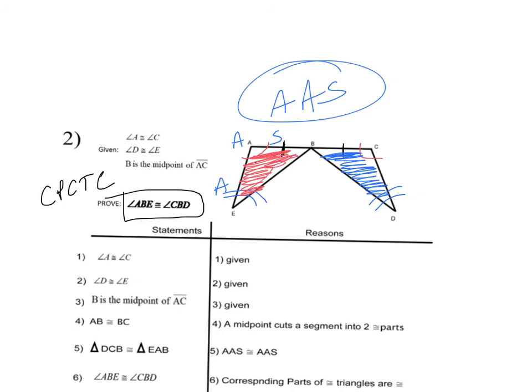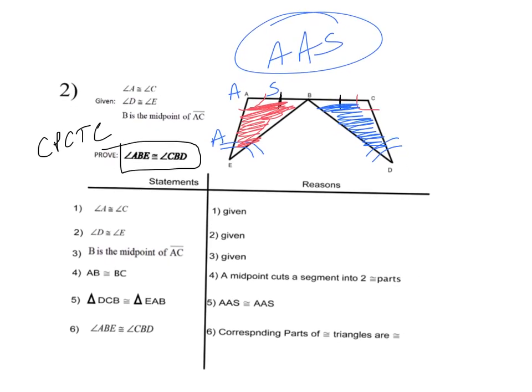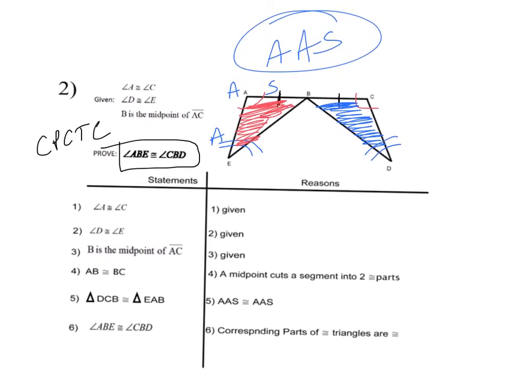Now, when those two triangles are congruent, I can then turn around and say that angle ABE is congruent to CBD, and the reason is because corresponding parts of congruent triangles are congruent.